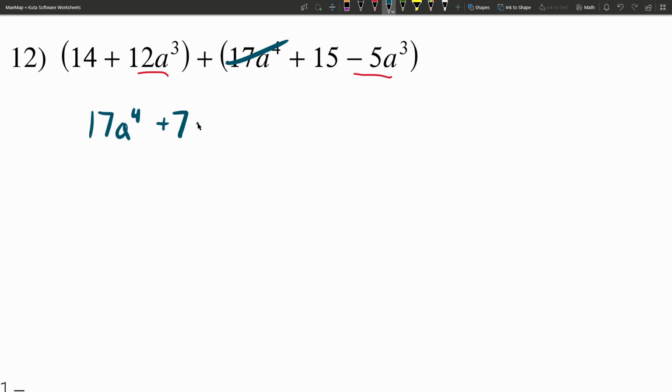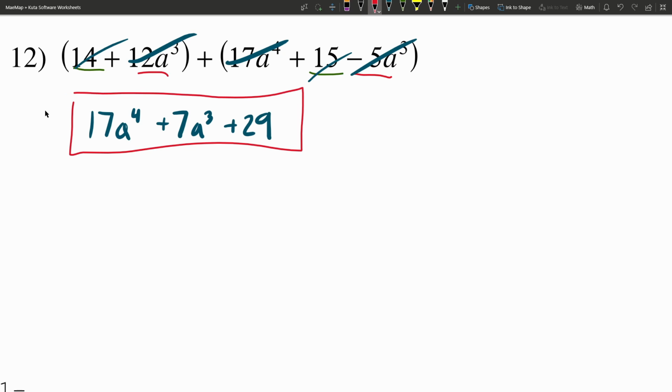So adding a 7a cubed, and then we don't have a degree of 2, don't have a degree of 1, but we do have two separate constants. We have 14 and 15, and when we add those together, we get a positive 29. So 17a to the fourth plus 7a cubed plus 29.